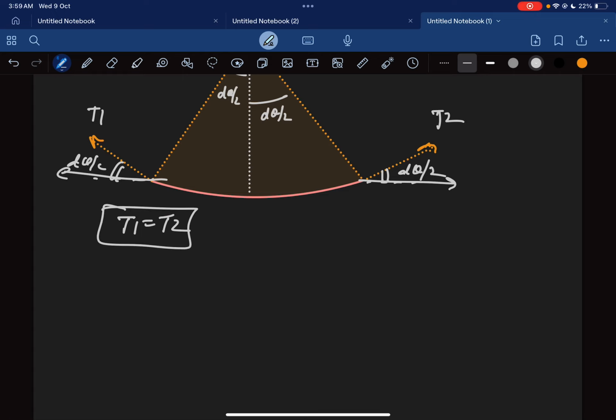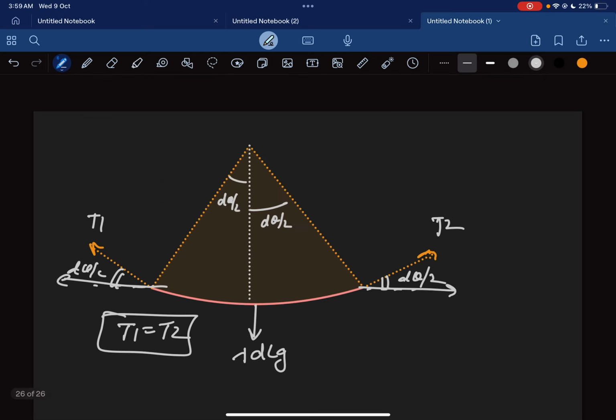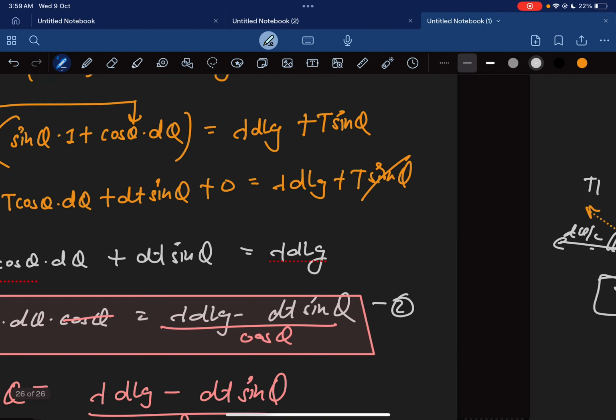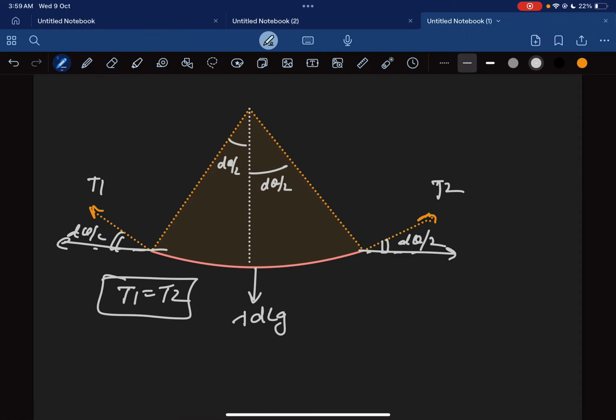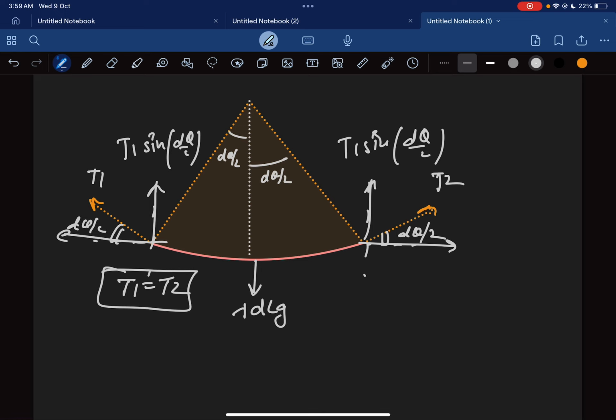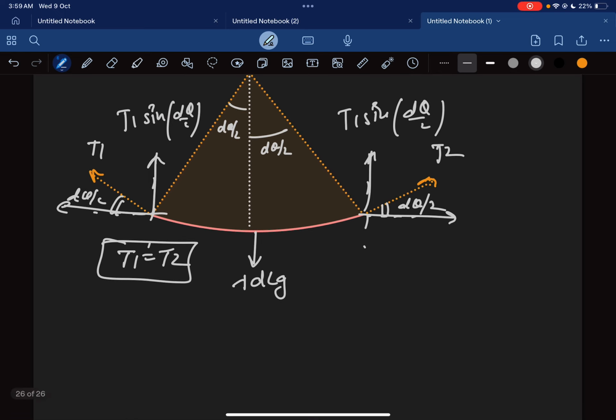In the vertical direction, as this is length dl, the weight of this length will be lambda dl g, as we did in the previous slide. And we will have a perpendicular component of these two tensions. As T1 is equal to T2, both are T1 sine d theta by 2, so I can just add them, and it should also be in equilibrium.